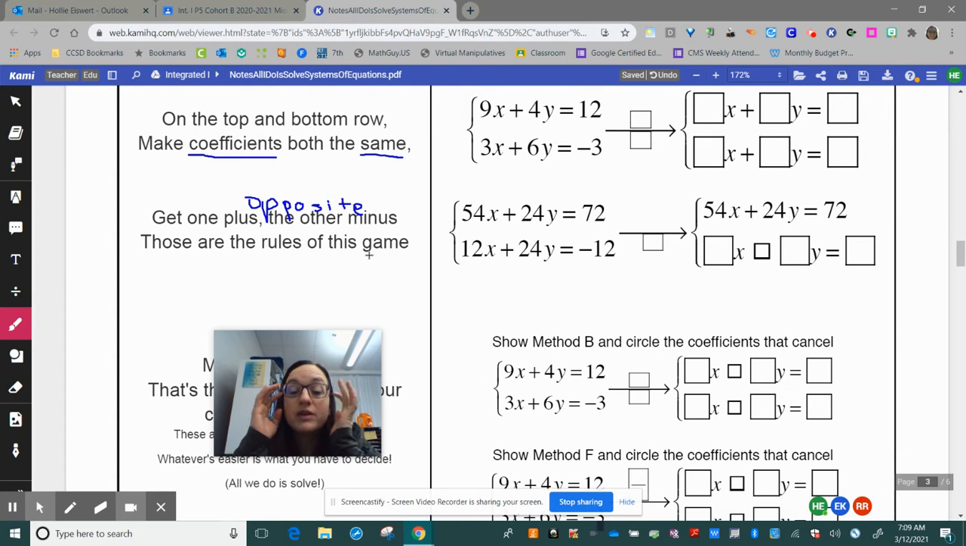Because what happens when you have the same number that are opposites, like you have 10 and negative 10, you got 10 cookies, you eat 10 cookies, you got no more cookies. So they've been eliminated, hence the elimination method.